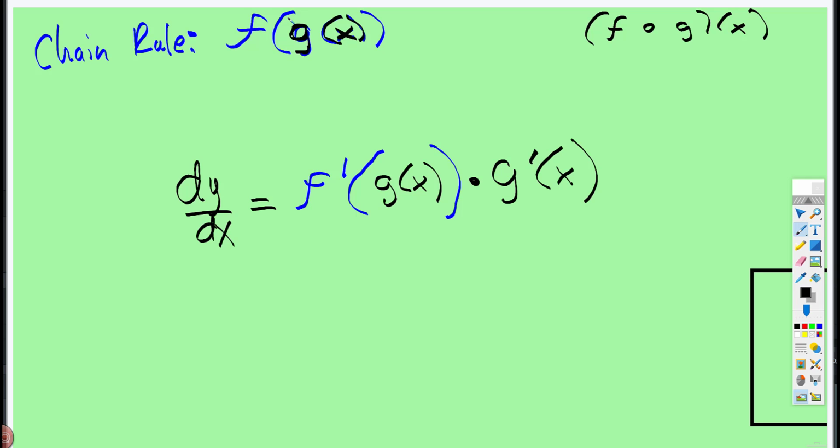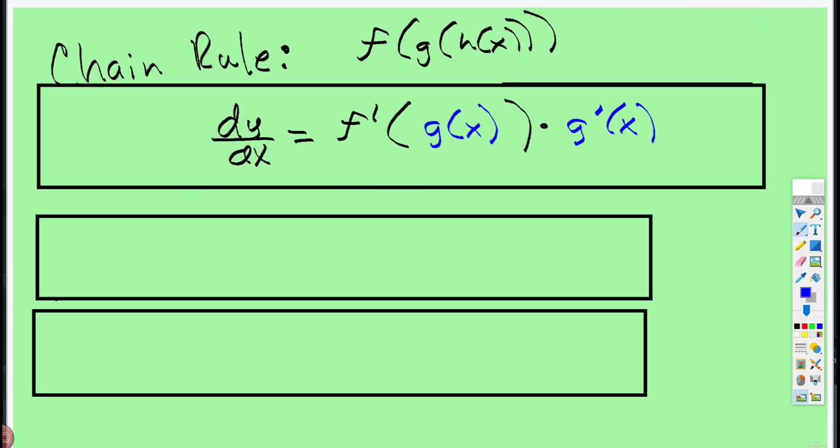You take the derivative of this outside function. Here I should actually take the derivative of the f function and, when you take the derivative, leave the g function intact. Just leave it in the parentheses. Then you're going to multiply by whatever the derivative of that g function is. So let's do an example.